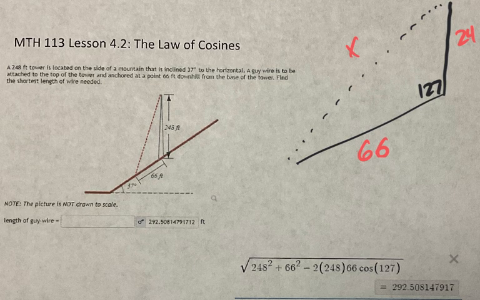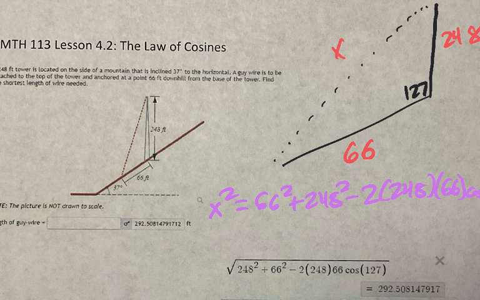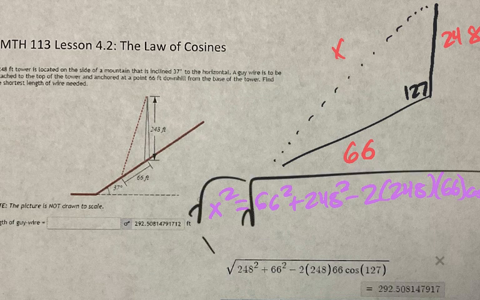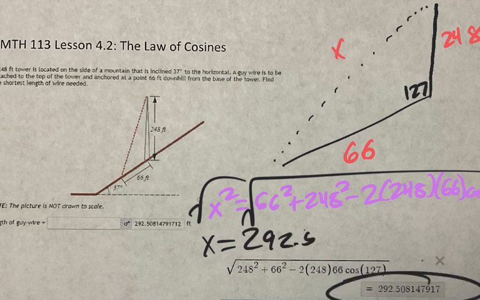So if I'm looking for this side, I know 2 sides and the angle between them, so I can do the law of cosines. X squared equals 66 squared plus 248 squared minus 2 times 248 times 66 times cosine of the angle, which is 127. X is not isolated because it's x squared, so I would square root both sides. So x equals the square root of all of that, which is 292.5.